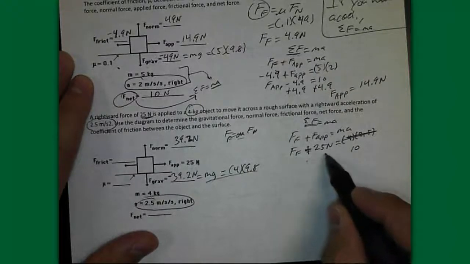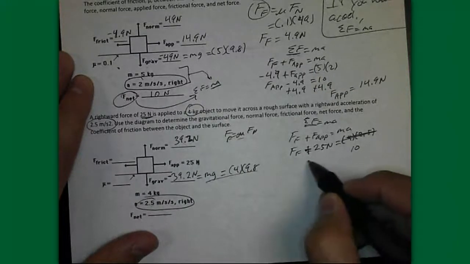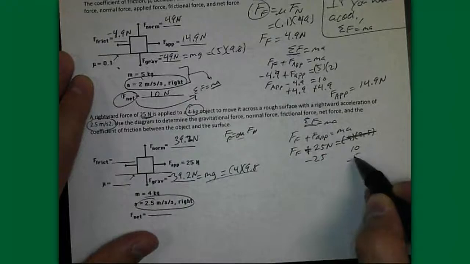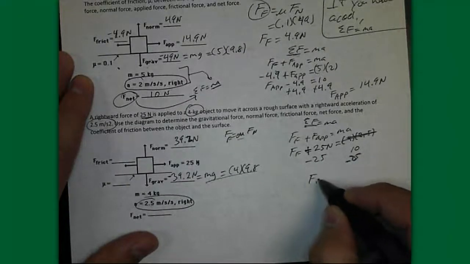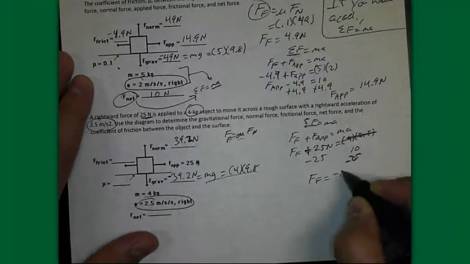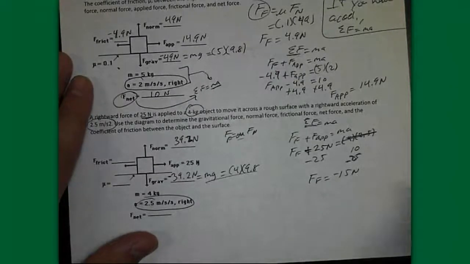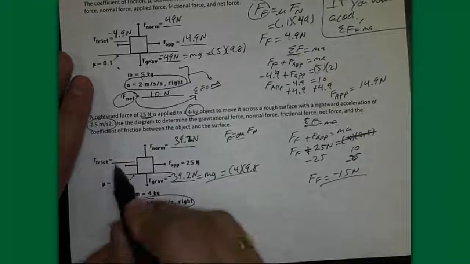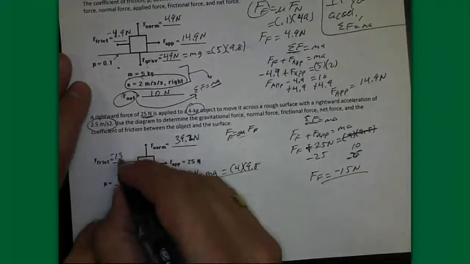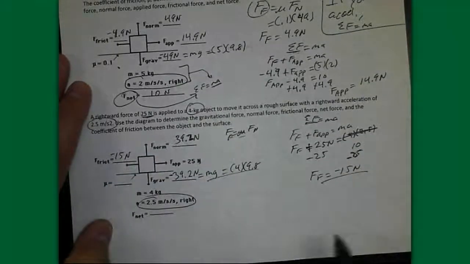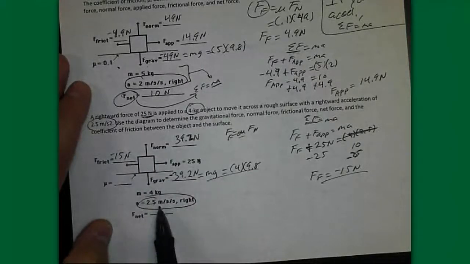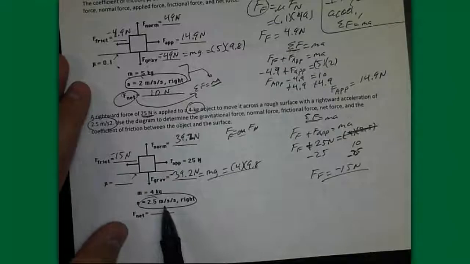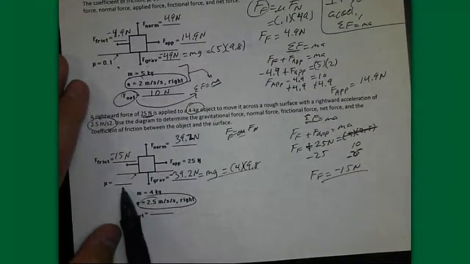So FF plus 25 equals 10, and then subtract 25 from both sides to find the frictional force. And if you do that, you'll find a frictional force of negative 15 newtons. All right, so there's my friction force. It can go right here. Negative 15. Notice again, my forces in the x direction are not balanced, and they shouldn't be because I have acceleration, unbalanced forces.